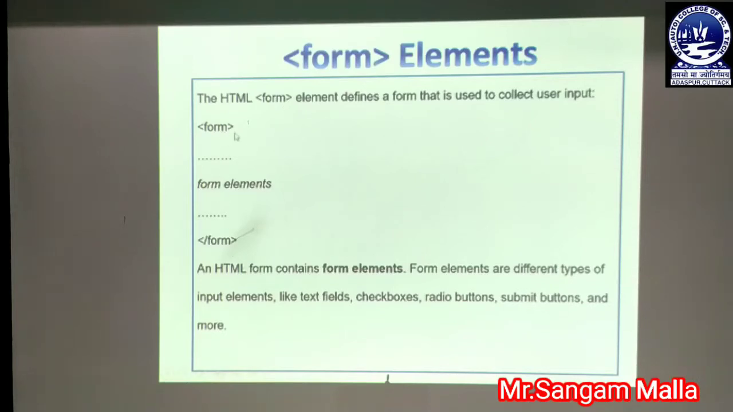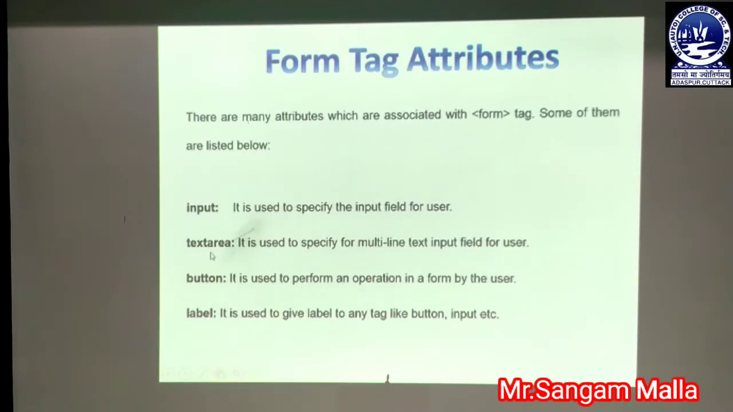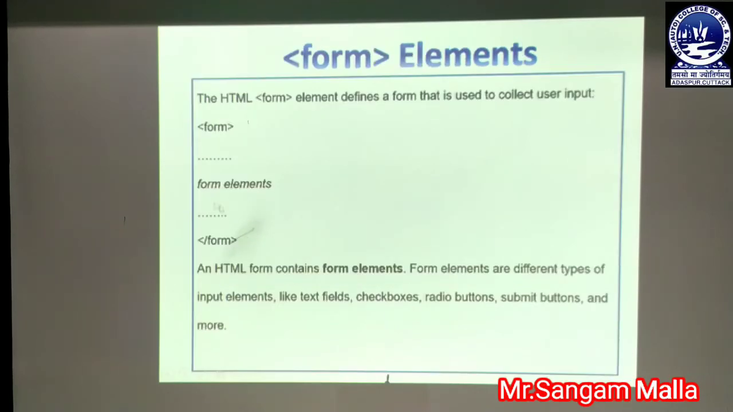So this is the structure of the form. That means we have already discussed that form is a container tag. That means it has a start tag and an end tag, and all the form elements are contained within the form tag. So an HTML form contains form elements. That means all the elements that we have discussed over here, that is input, text area, button, label, all the things are contained within the form elements.